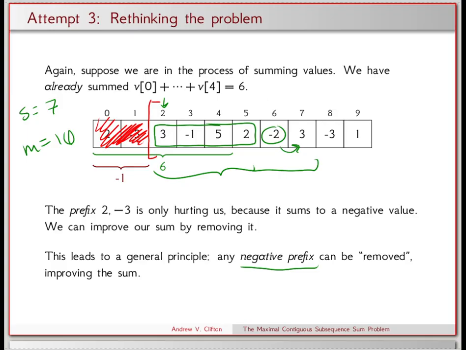And then finally, we move on to the last element here, which is the 1. 7 plus 1 is 8. Is 8 bigger than 10? No, it is not. We don't change our M. Is 8 less than 0? No, it is not. So we don't chop anything off there. So when we're done, our final maximal contiguous subsequence sum is 10, and that came from this section right there.